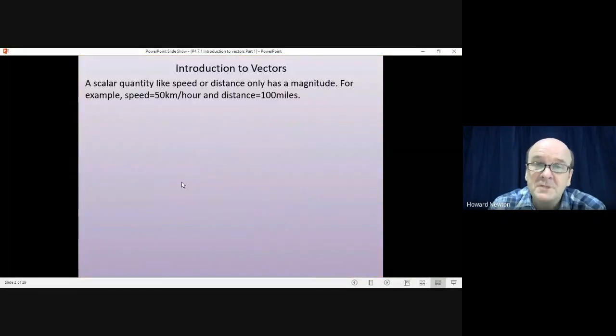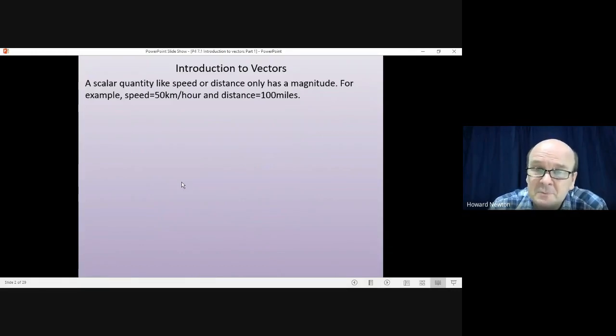First of all, what's a scalar quantity? Well, a scalar quantity is a quantity like speed or distance that only has a magnitude or a size. So, for example, you could have a speed of 50 kilometers per hour or a distance of 100 miles. But all you know is how fast you're going or how far you've gone. You don't know the direction that you've been going in.